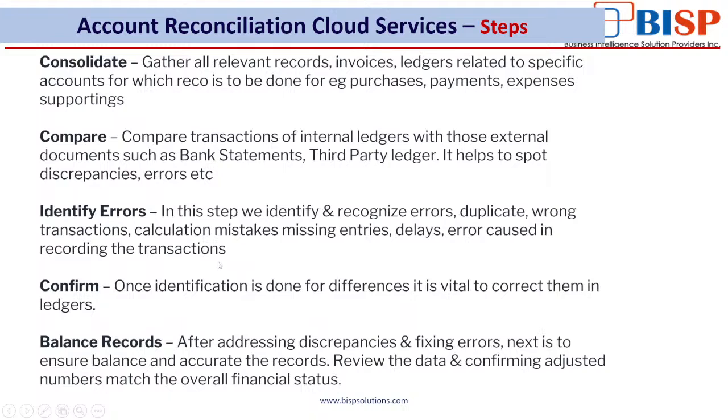Once we complete all these steps, we address and fix. After fixing the errors, the next is to ensure that the balances are accurate and provide us a true and fair picture of our financial statement. So the results are as per our expectation. What we are expecting is produced with the help of this reconciliation. We review the data and confirm adjusted numbers match the overall financial statement.